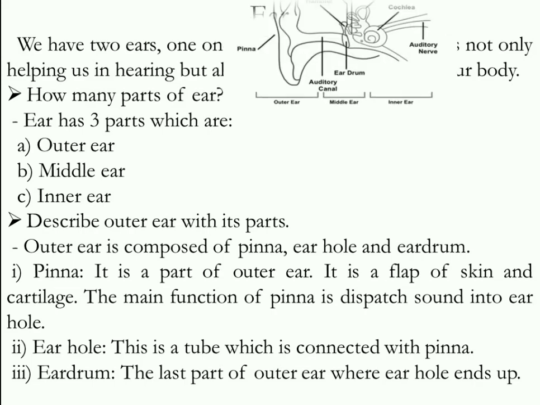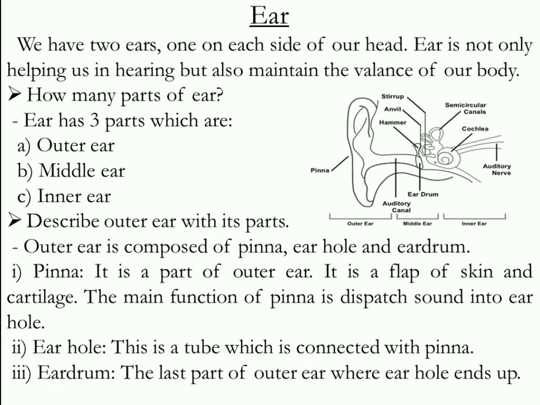Now let us see the labelled diagram of the ear. Here you can see it is divided into outer ear, middle ear and inner ear. This part is the pinna. This part here is the ear hole and other things. So now let us go and see the next part.